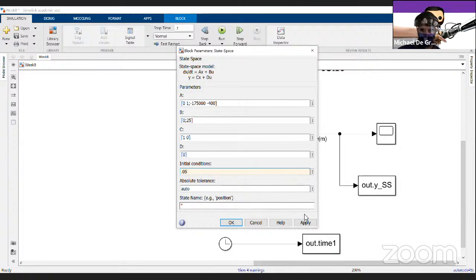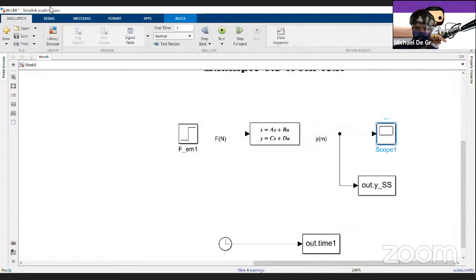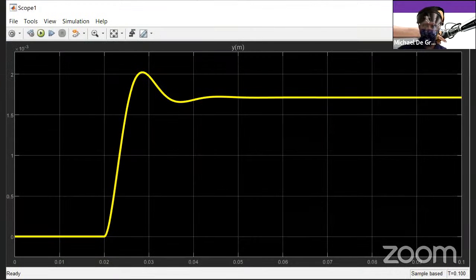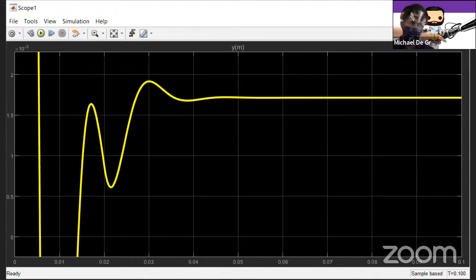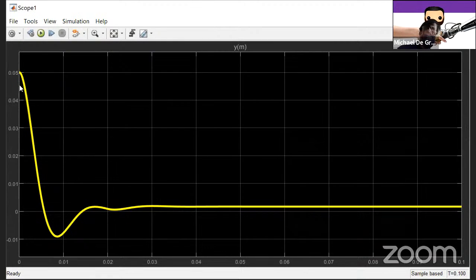So let's make it 0.05, see what happens. And I'll apply that, right? I'm gonna pull this up. I'm gonna share this with you guys again. All right, and look, I want to show you this too, right? You can run this directly from your scope window, right? And if I run this again, I'll get this, right? And I'll rescale it. Look, it starts at 0.05 meters, and then it drops, right?